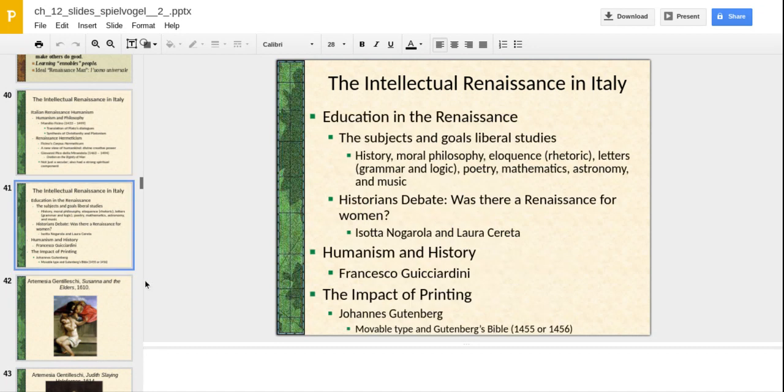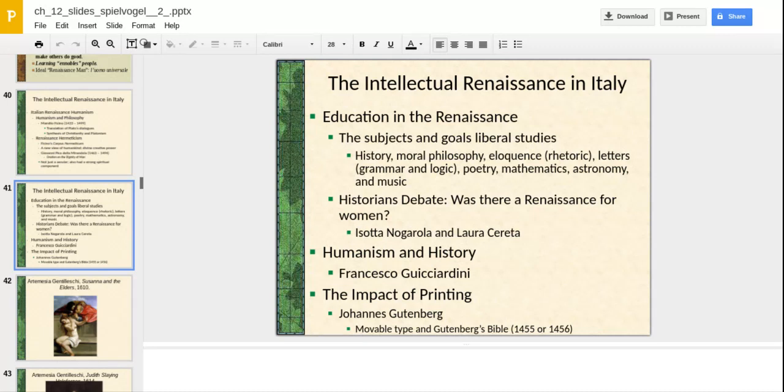All right, education: liberal studies, history, moral philosophy, eloquence, letters, poetry, mathematics, astronomy, and music are things that they found important. And modern day historians actually debate: was there a Renaissance for women? Nagarala and Saretta are both instances that you can see that women had power in upper classes, that there was some power. They were still second-class citizens, however, is the other side of the argument. And it's an interesting one. We'll look at it a little bit closer in class.